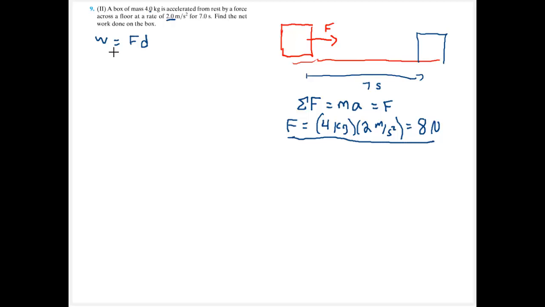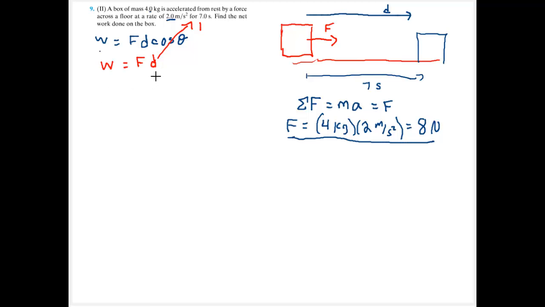So now I go back and take a look at my work expression, and you immediately realize that I left a term out. I left out the cosine of the angle term. And in this case, my distance is going to be that distance right there. So the angle between my force and my distance is going to be 0, and cosine of 0 is going to give me 1, or unity. So I was correct in writing work is equal to force times distance, but don't get into the habit of doing that because the angles might not always line up.